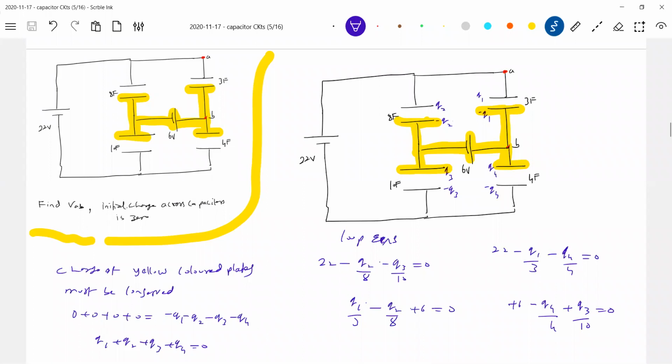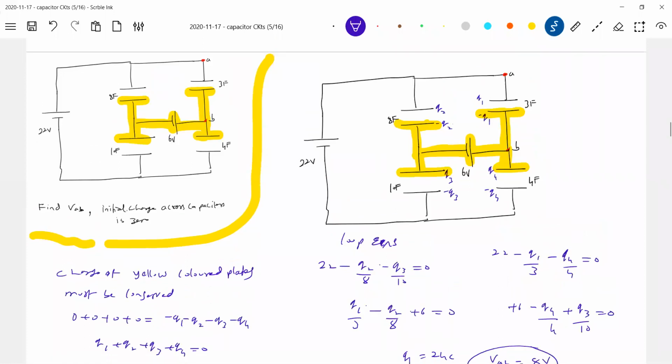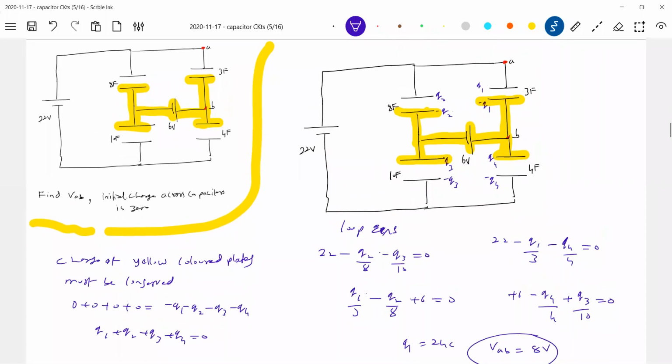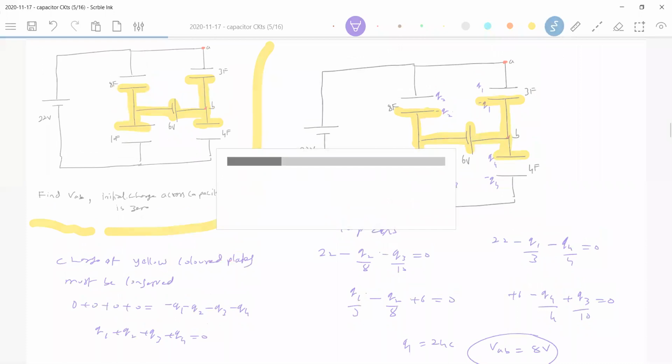I have Q1 as 24 coulombs. I have only some data. And VAB is 8 volt. Check it once. You do the calculations later on. I think you should not take the risk of fighting charge distribution.